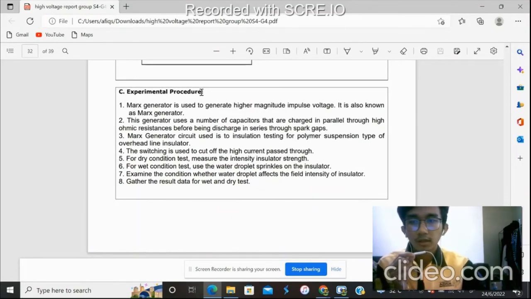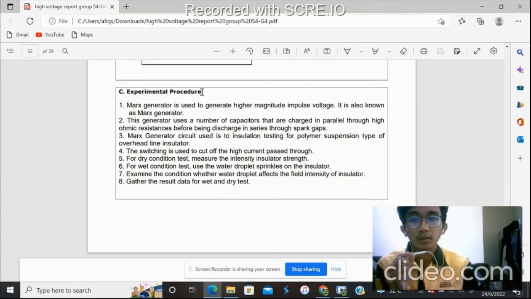First, a Marx generator is used to generate high magnitude impulse voltage. It is also known as a Marx generator. This generator uses a number of capacitors that are charged in parallel through high ohmic resistance before being discharged in series through spark gaps. The Marx generator circuit is used for insulation testing of polymer suspension type overhead line insulators.